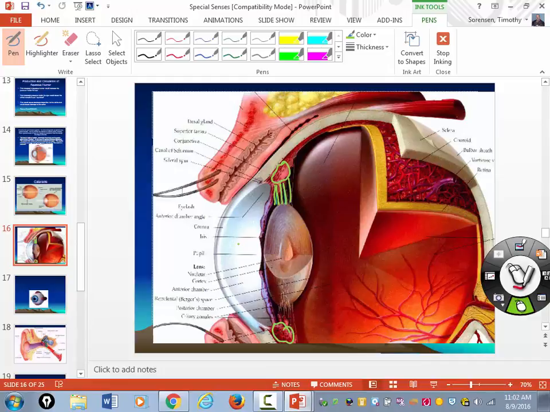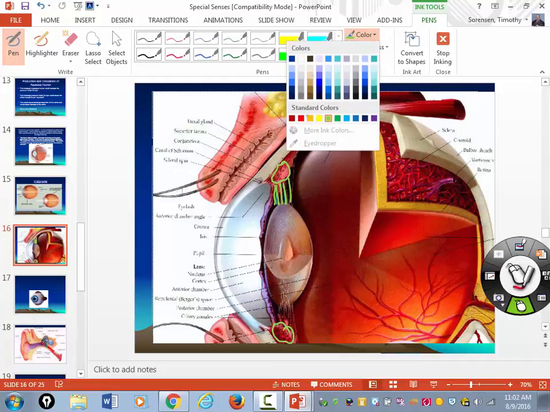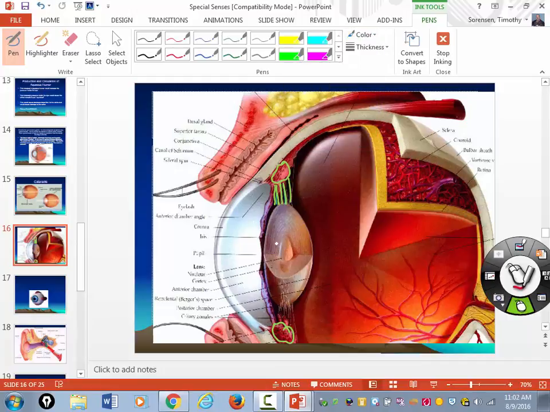Now, as you age, just like everything else, it starts breaking down. The protein that makes up the lens is translucent, it's clear. But sometimes that protein can become denatured, and it can become cloudy, and you get cataracts. So cataracts is a clouding of the lens.